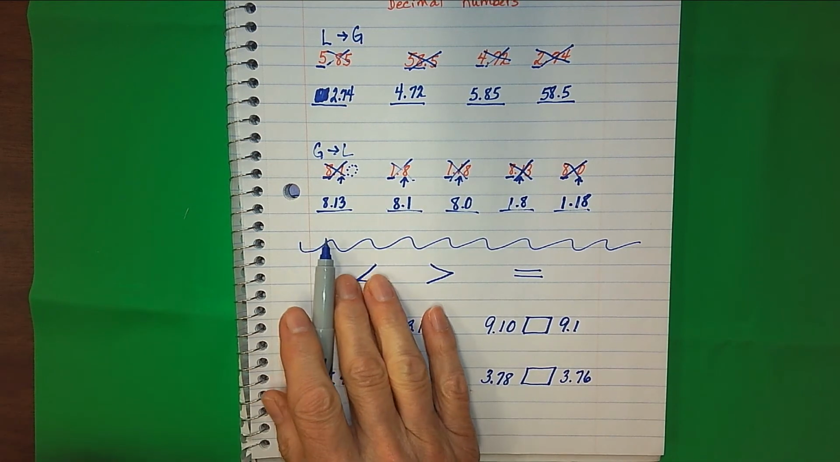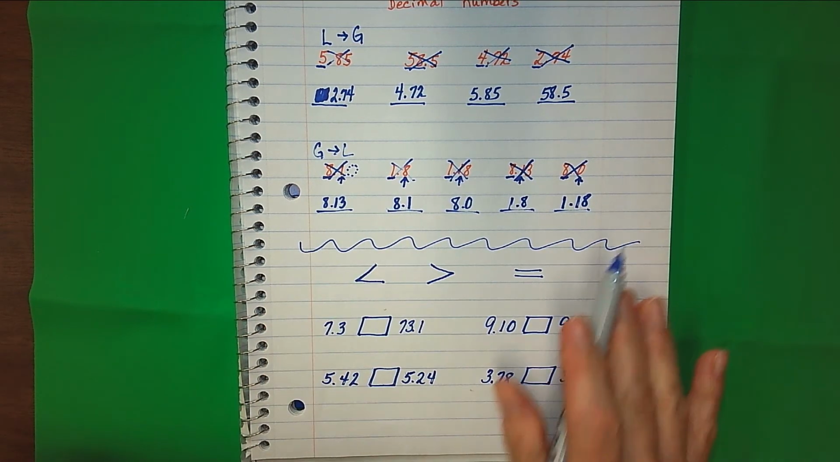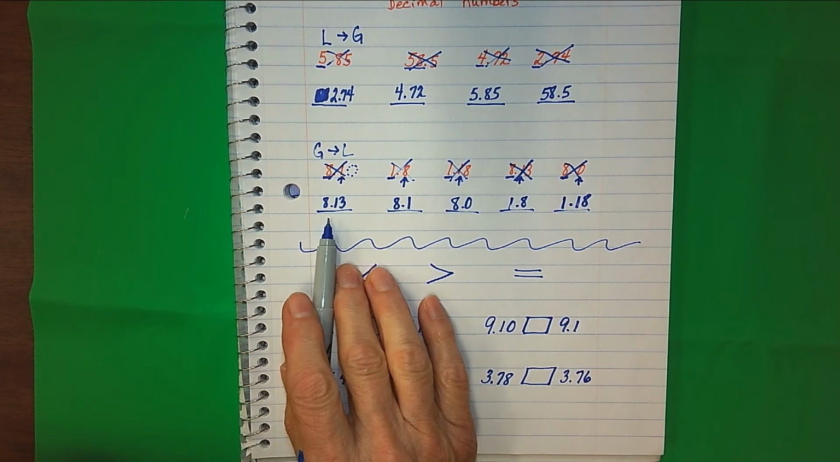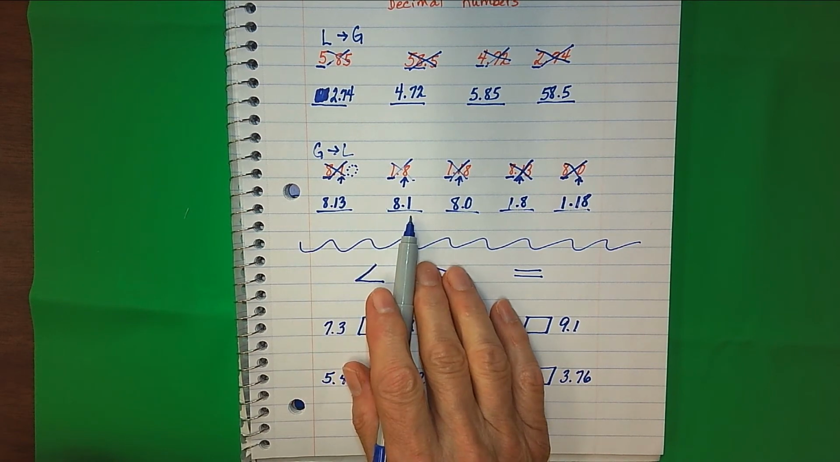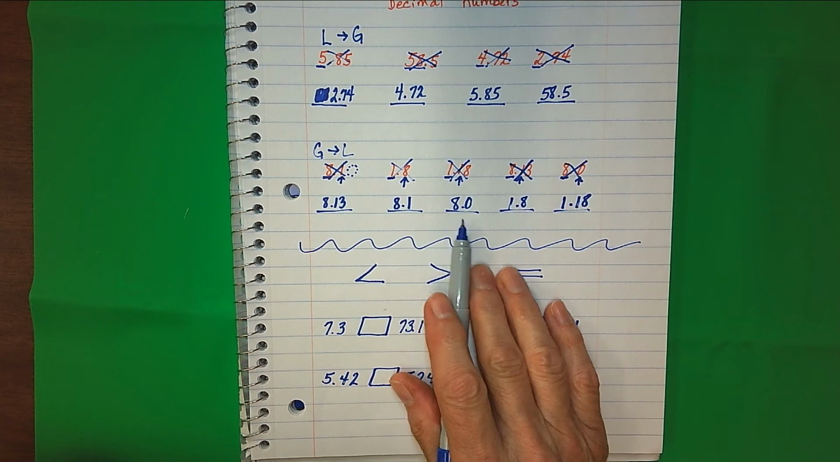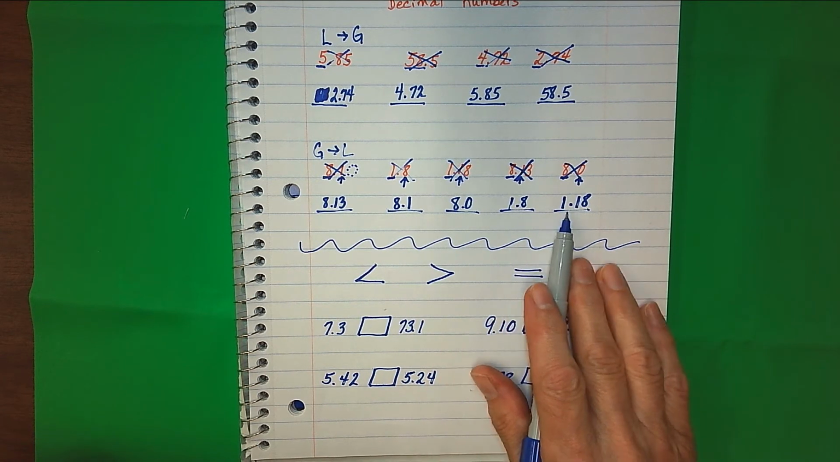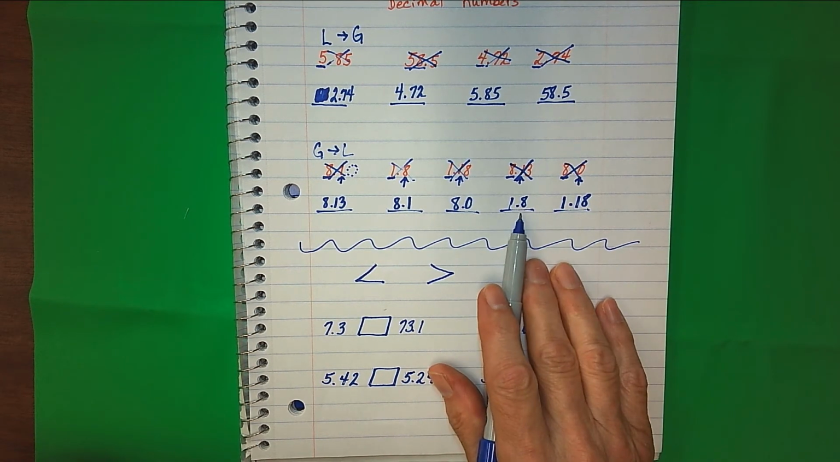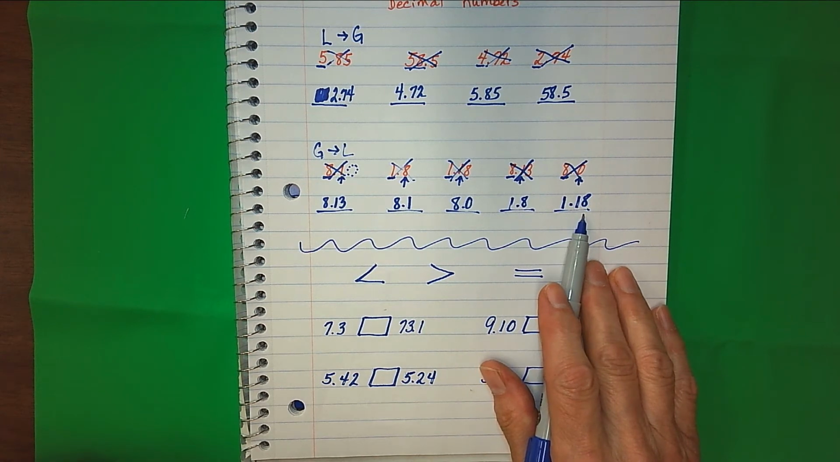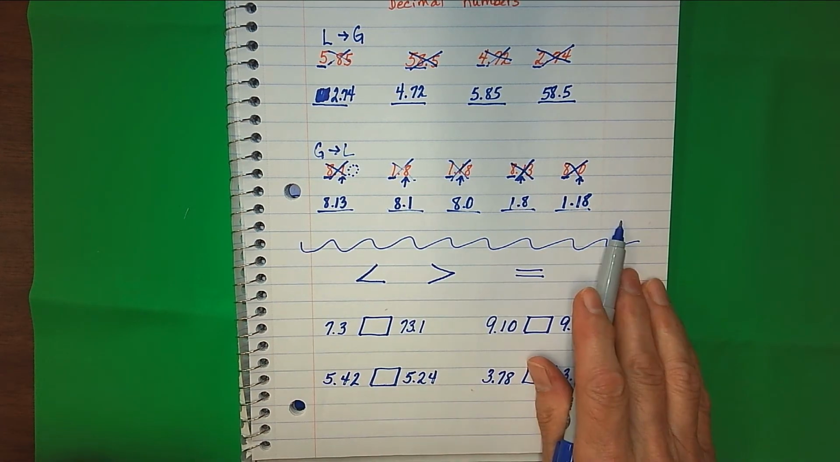And then 1 8/10 will fall in that place. So we've now got our numbers ordered from greatest to least. Let's just double check. So this would be like $8.13, $8.10, $8, $1.08, $1.80, $1.18. So we've gone from greatest to least.